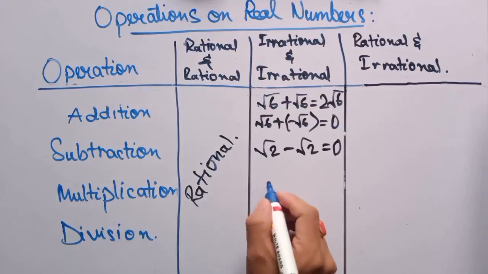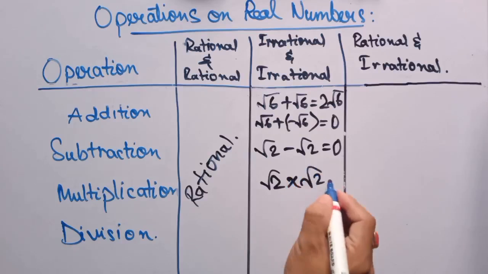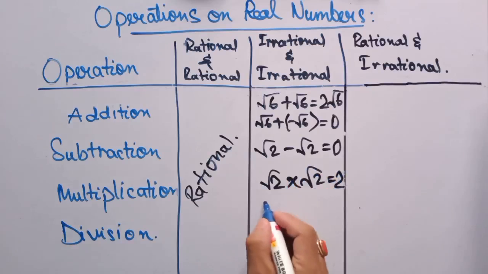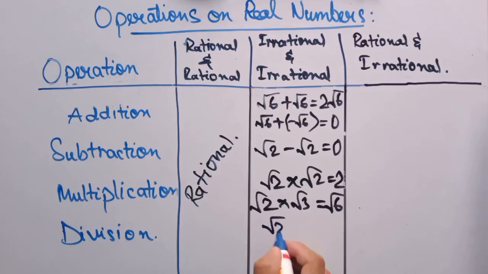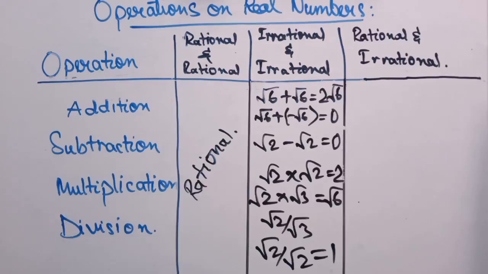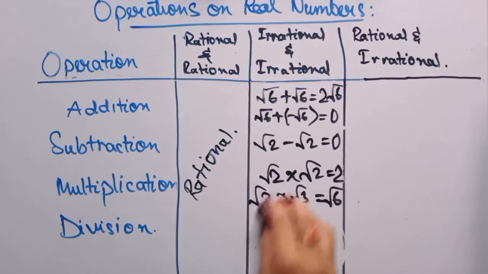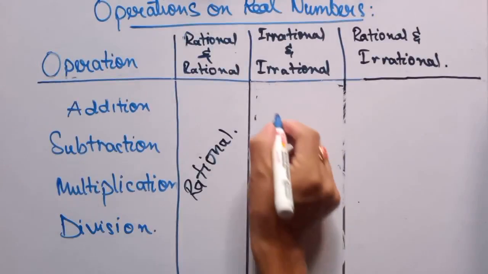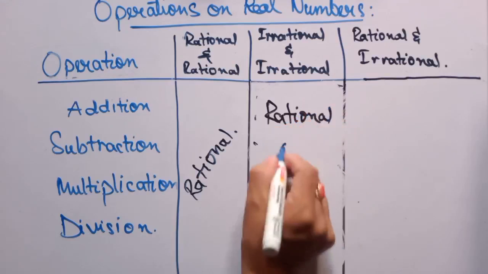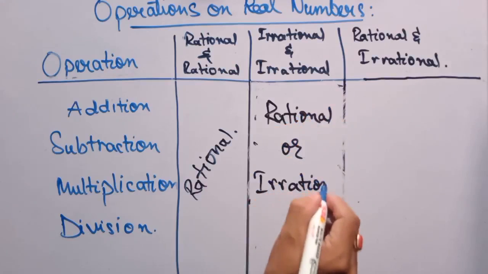For multiplication also, if we multiply root 2 into root 2, we get 2, which is a rational number, and if we multiply root 2 with root 3, we get root 6 as the product, which is an irrational number. Same is the case of division. If we divide root 2 by root 3, we get root 2 by root 3, and if we divide root 2 by root 2, we get 1 as the quotient, which is a rational number. So in the case of operations between two irrational numbers, we will get either a rational number or an irrational number.